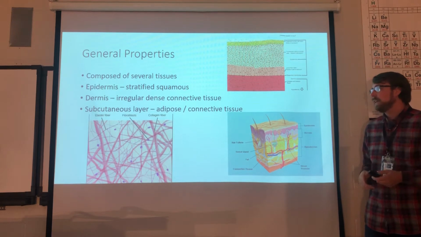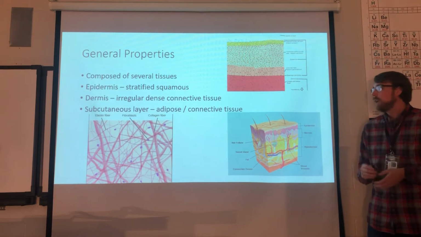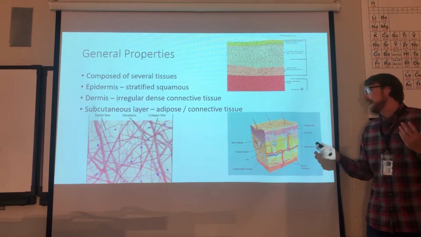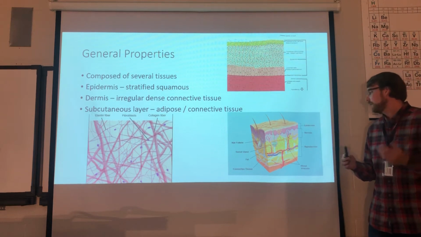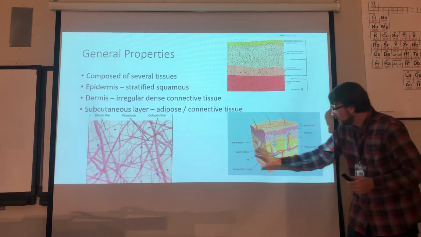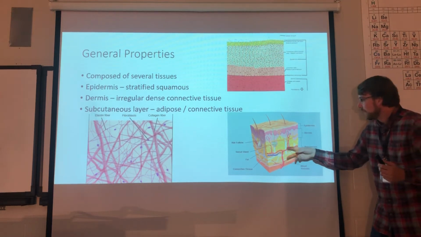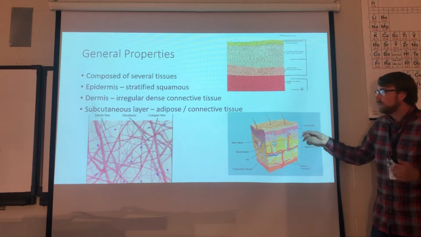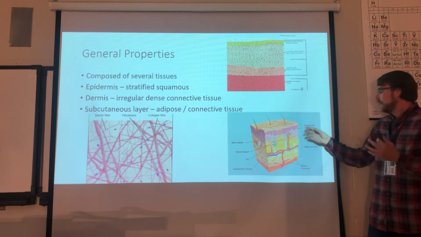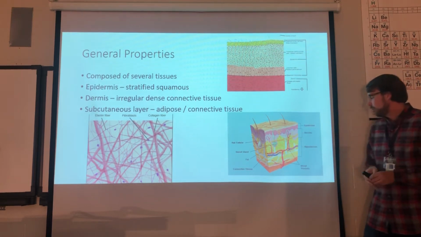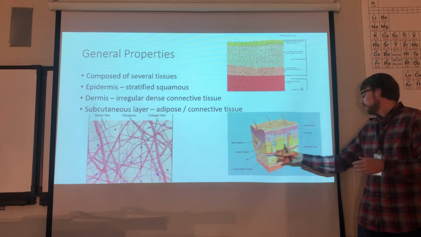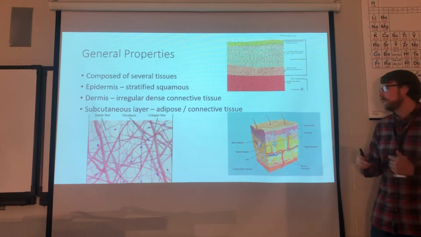Lastly, we have a subcutaneous layer, which is made of mostly adipose and other connective tissues. So, deepest of the layers of skin, we have fat that is under the dermis, and there is other connective tissue and vascular tissue within this.